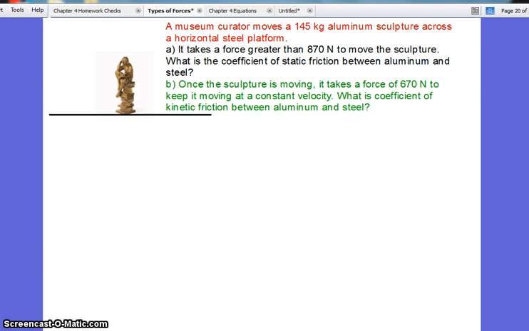In the first part of this tutorial, we found the coefficient of static friction for this aluminum sculpture. Now what we want to do is find the coefficient of kinetic friction for the same aluminum sculpture. So we proceed the same way. We want to draw our free body diagram.